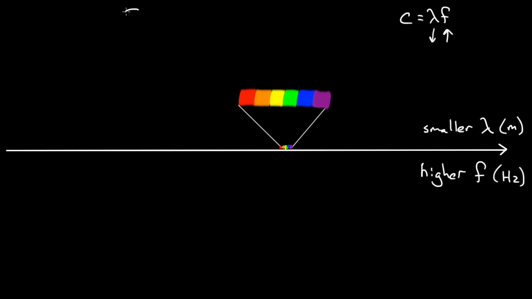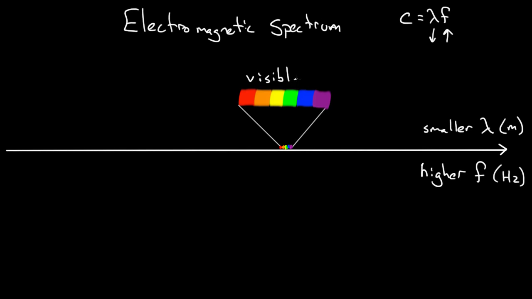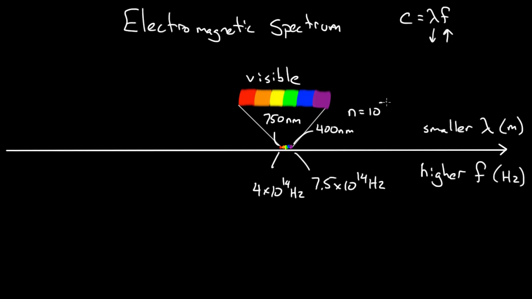This whole thing is called the electromagnetic spectrum, and the visible spectrum is just right here. It is visible between red and violet. Red is around 4 times 10 to the 14th hertz, and violet would be around 7.5 times 10 to the 14th hertz. Or in wavelength, red would be around 750 nanometers, and violet would be around 400 nanometers, and by nano, we mean 10 to the negative 9th.